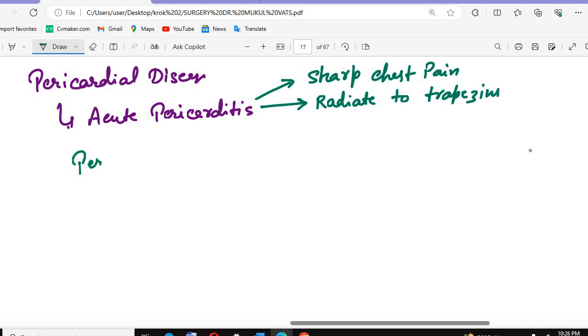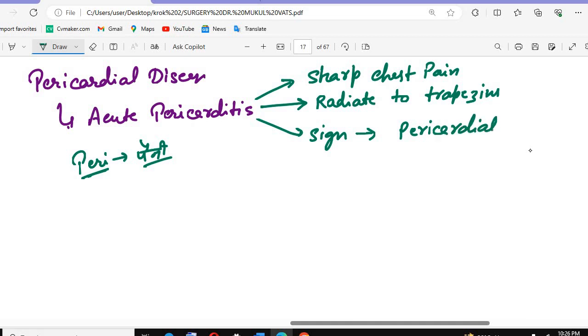Peri means penny. You can remember it like peri, penny. That means you will see a sharp pain. Then in acute pericarditis, the sign you will see is pericardial rubs. That is a very important sign.